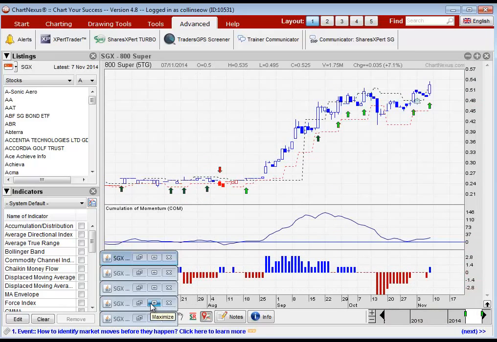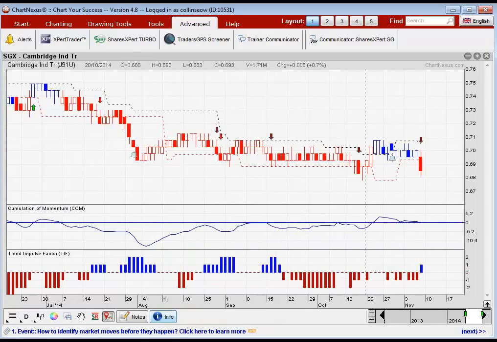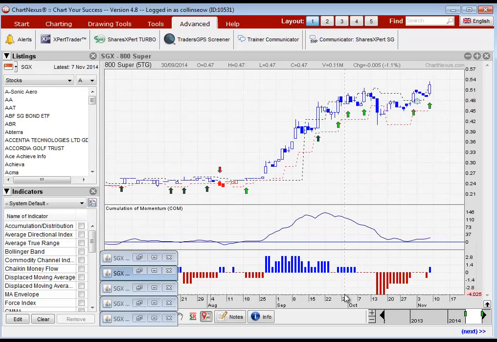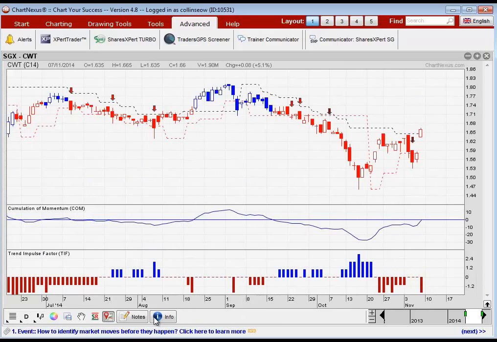Let me go through just another one for long. CWT, even though it appeared on the comparative scan, is still not a buy signal. What it means is that over the last few days it has rallied, but it's still not a buy signal.